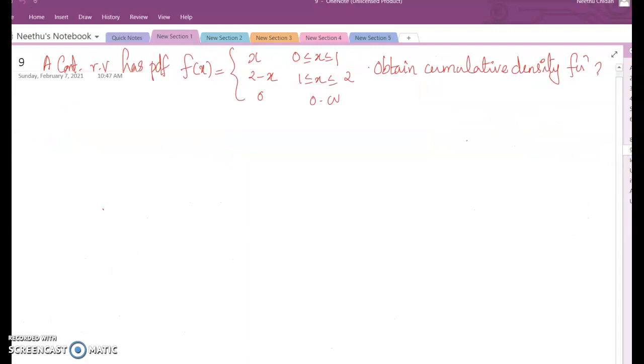Next one, a continuous random variable has PDF f of x equal to this one. Obtain the cumulative distribution function. Before that, let us define the cumulative distribution function, as mentioned earlier.